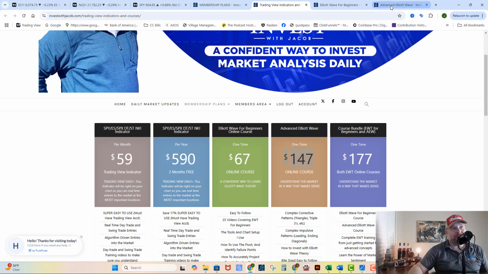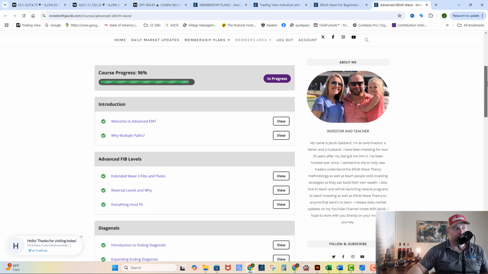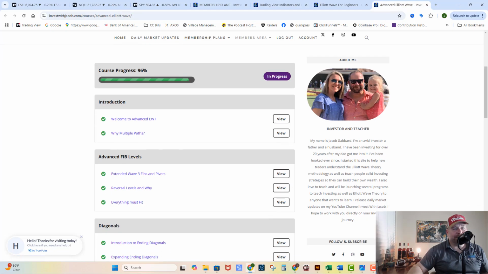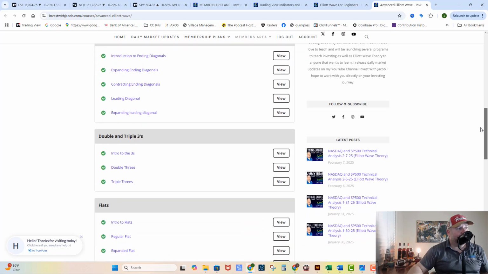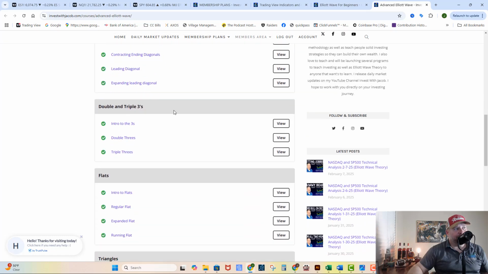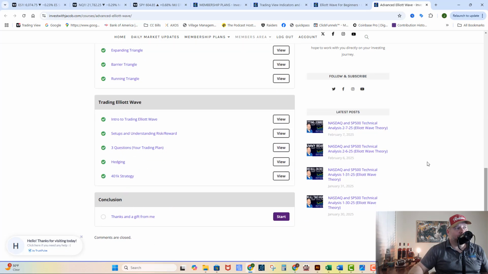In the advanced course, we're talking about the stuff we're going through right now, such as advanced fib levels and diagonals. We're talking about trading Elliott Wave, but we also go through double and triple threes, flats, triangles, and then at the bottom, the module for trading Elliott Wave, which is probably the most important one you can have. It pays for the course itself because it tells you how to find the setups and trade them effectively. That is what the end goal of Elliott Wave is. It isn't to be right about the market all the time.